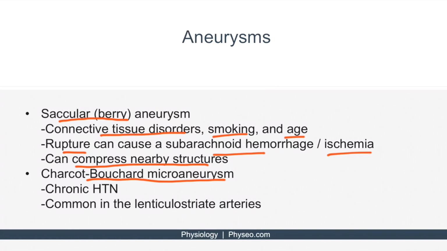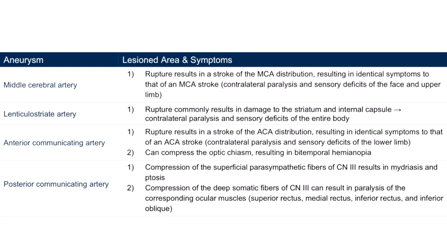aneurysm. On the other hand, Charcot-Bouchard microaneurysms are microscopic dilatations of arteries that occur as a result of chronic hypertension. It's important to know that this type of aneurysm most commonly occurs in the lenticulostriate arteries. This is table 8.5 from your text, which provides a list of clinically relevant aneurysms and the associated lesion area and symptoms. An aneurysm of the MCA or the lenticulostriate arteries are essentially identical to a stroke in these regions, which is clearly explained in table 8.4, so I'm not going to repeat this information.